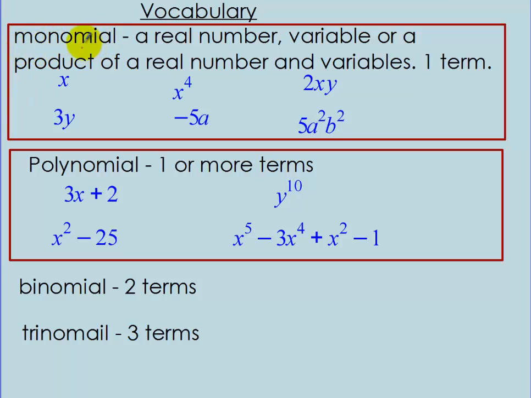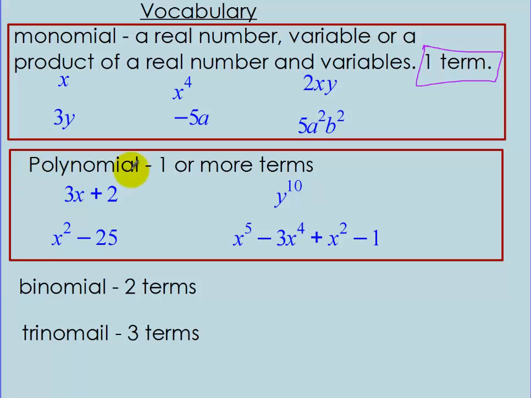First thing is monomials. What is a monomial? You probably know this anyway, but a reminder, it's a real number, a variable, or a product of real numbers and variables. Basically, it's one term. You might have heard it that way. So these are all examples: x to the fourth. You can combine numbers and variables. You can combine multiple variables.